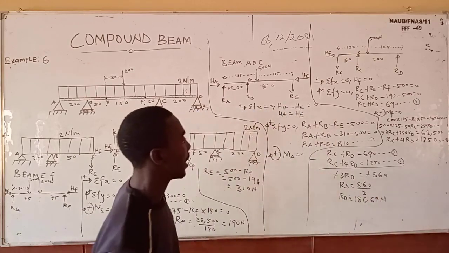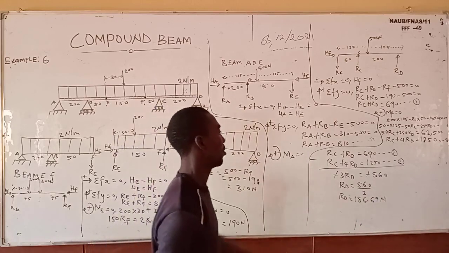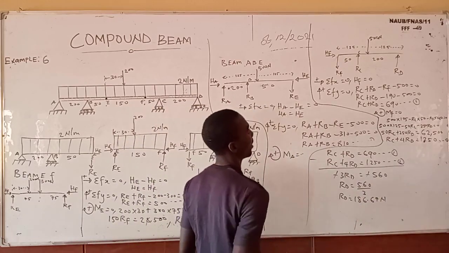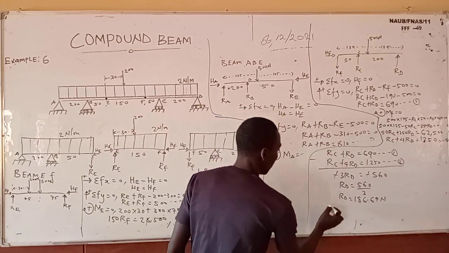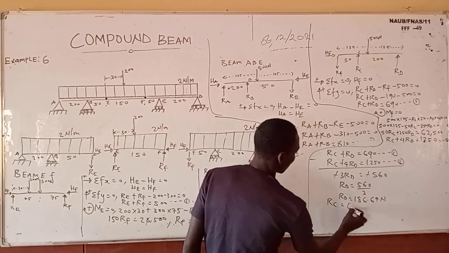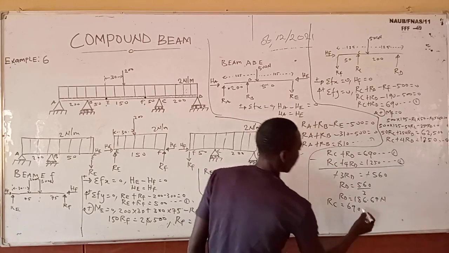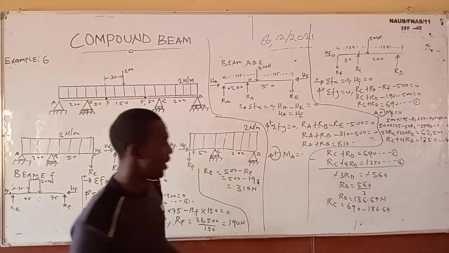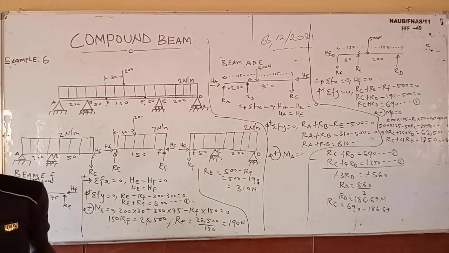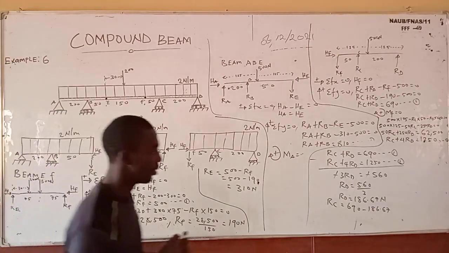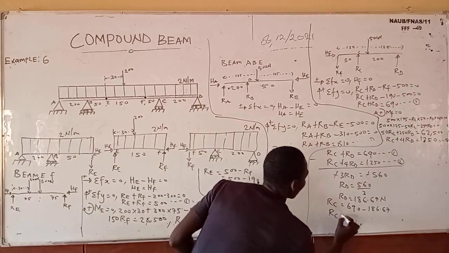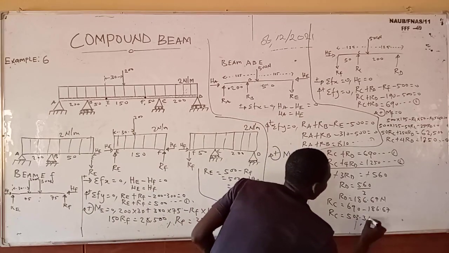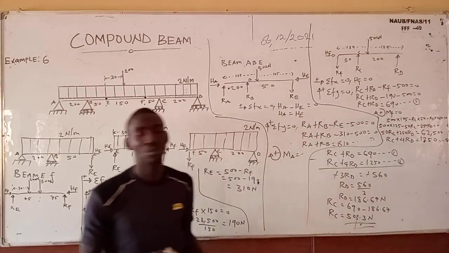So that is ROD. Can we get ROC? Yes, we can get ROC. We can choose any of these equations and we get our ROC, but I'm going to choose equation 1. From equation 1, my ROC will be equal to 690 minus ROD, which is minus 186.67. So 690 minus 186.67 is 503.33. So it means ROC is equal to 503.3 units. So here ends our solution.